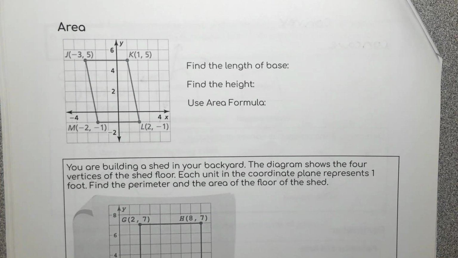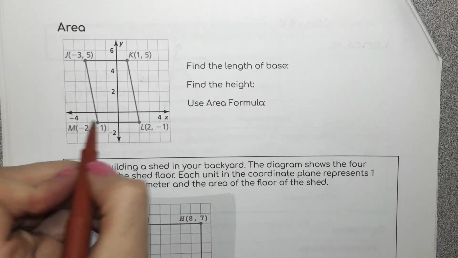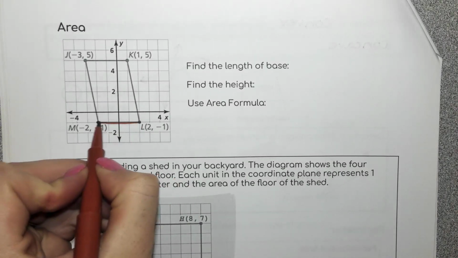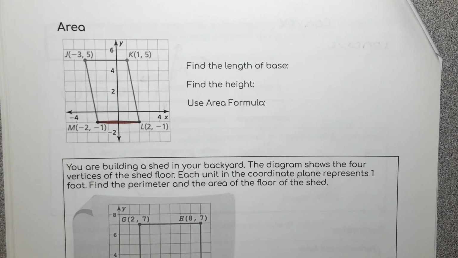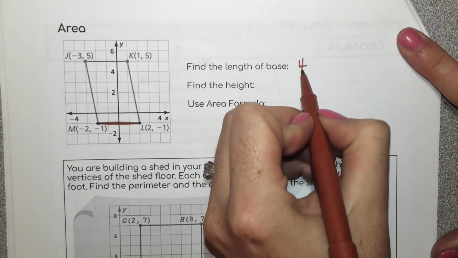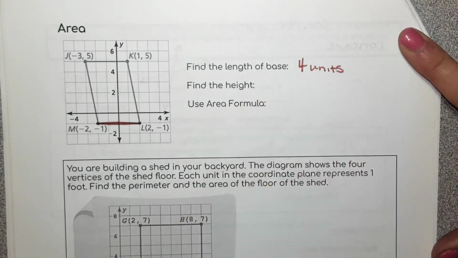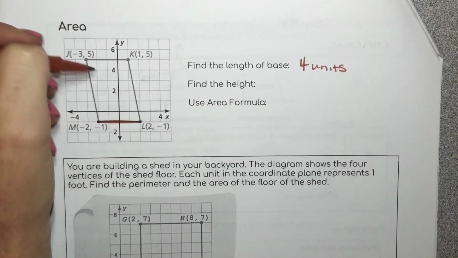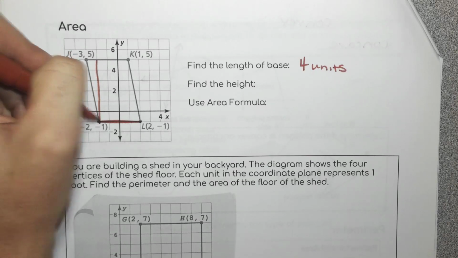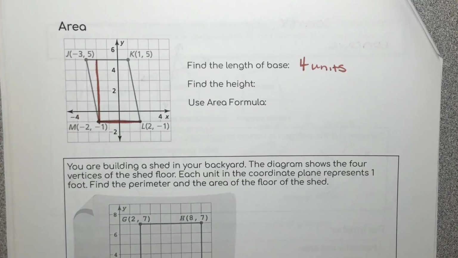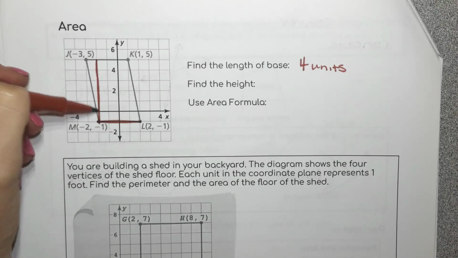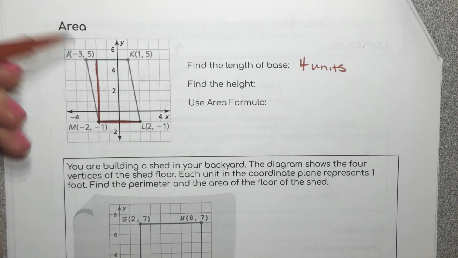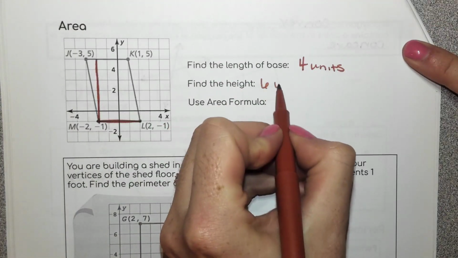So let's find the length of the base. So which side do you want to call the base? Okay, this side here? Yeah. Okay, what's the length of that? 4 units. Alright, now we need to find the height. So you go straight up from one of the corners. 1, 2, 3, 4, 5, 6 units.